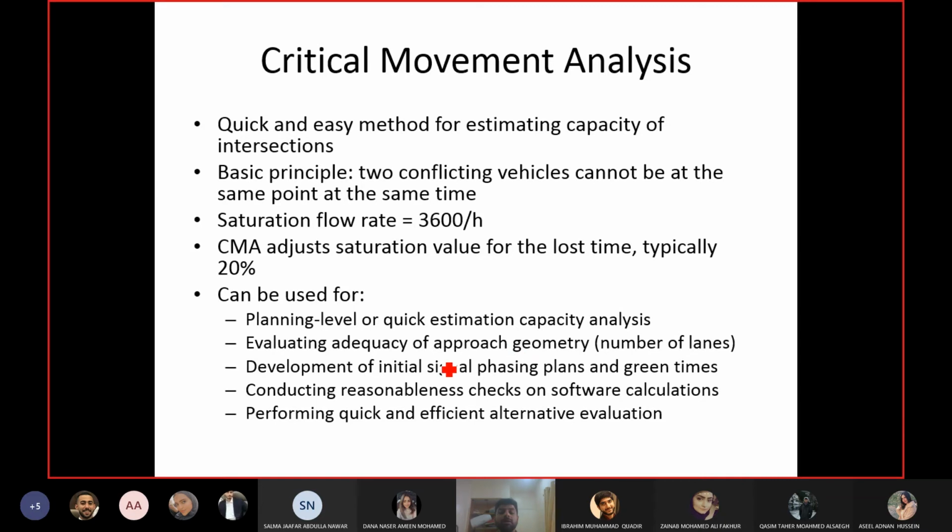You can find out the adequacy of the geometry of the approach of the intersection, mainly how many lanes should be provided. Development of initial signal phasing plans and green times. So you are just trying something. I will do the detailed analysis later on about the delay and stops. Right now, I want to find out if I go with this phasing plan, is it better than this one or that one? You have 3-4 possible ways in which you can develop the phasing plan, and you want to see which one is the best.